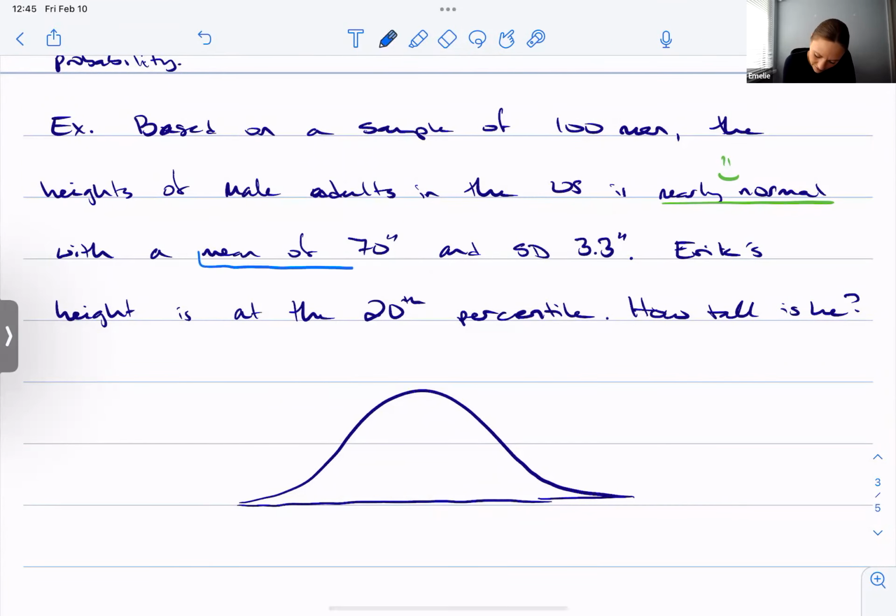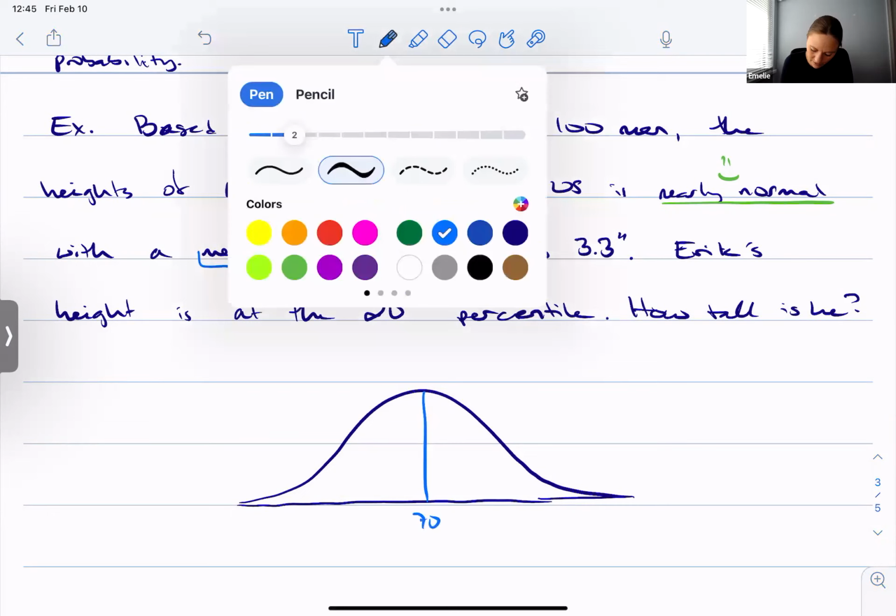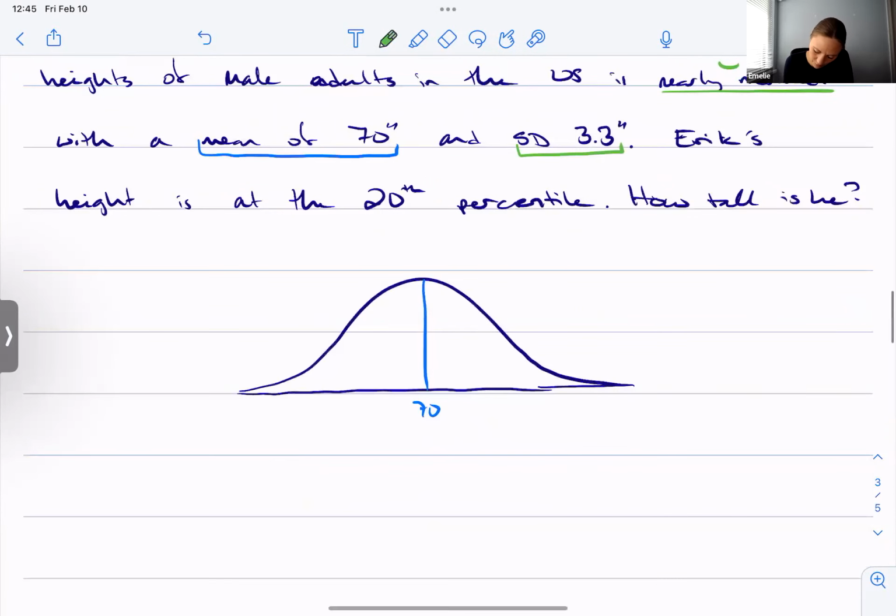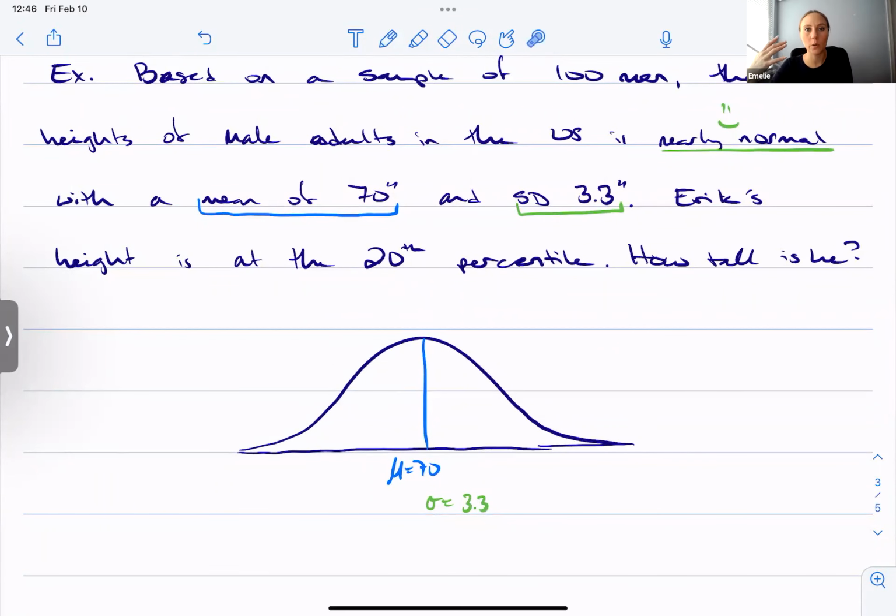And then we're told that it's nearly normal with a mean of 70 and a standard deviation of 3.3. So I'm just going to put sigma as 3.3, and maybe I'll use mu. Usually I don't write the mu, but it's among our first examples anyways. So now instead of being given, okay, Eric is 75 inches tall, what's the probability of finding someone taller than Eric? That's one way that we could ask this question.